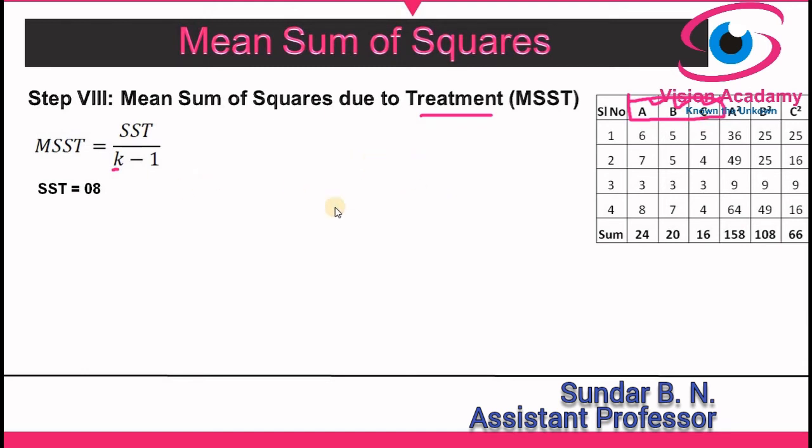So SST, I will apply this to the formula. SST is 8 and K is 3 minus 1. When I simplify that, 8 by 2, MSST is 4.